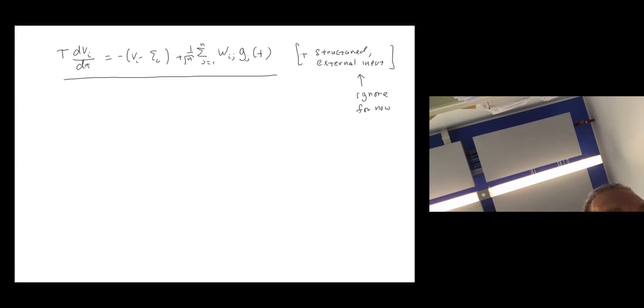Okay. The first thing we're going to do is get rid of time. So we can think of the firing rate of neuron j as the time average of g_j of t. And this equals, in the long time limit as T goes to infinity, the integral from zero to T of dt g_j of t.